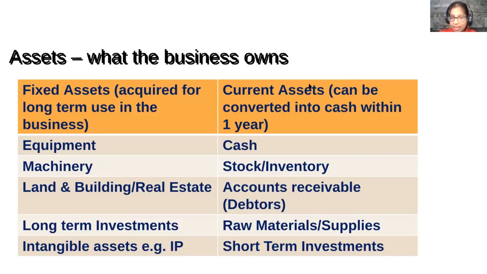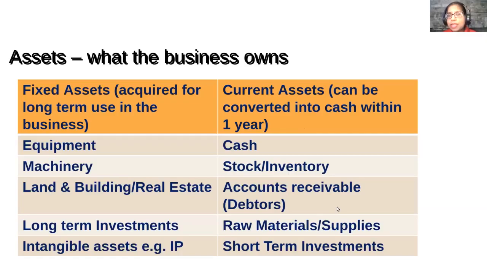Okay, and on the right-hand side, current assets are those assets that the business owns that can be converted into cash within 1 year. So it's for more short-term use in the business, right? And examples of those assets would be cash that the business has, inventory, accounts receivable or debtors, and I will explain what that means in a short while, raw materials, short-term investment.